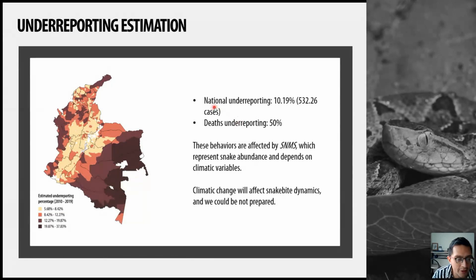We found that the national underreporting is around 10%, 500 cases that are not reported, which may not sound so alarming. But if we assume that these cases that are not getting reported will not receive antivenom, and we assume a lethality rate of 10% in these cases, the underreporting of deaths will be around 50%. So practically in terms of deaths, we are only collecting half of the information of the total panorama in the country.